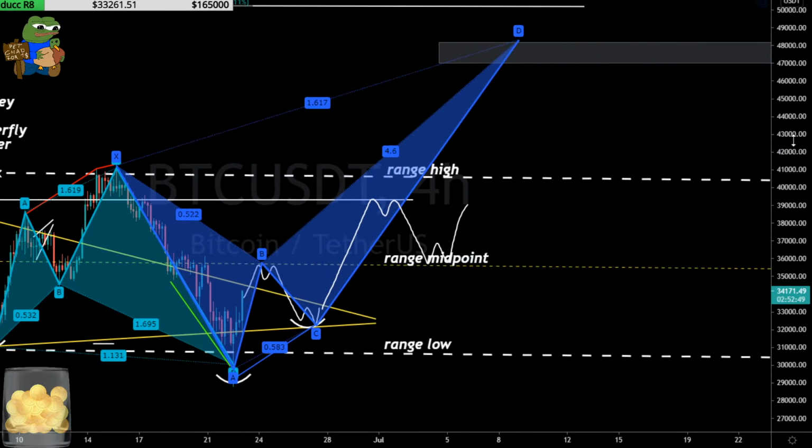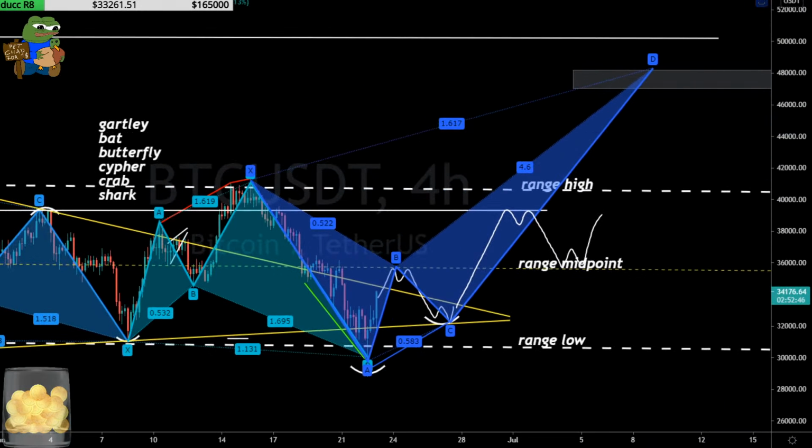Okay, so we got some work to do, but yeah, right. Okay, so see what happens at 35.6. Ideally, this sells right off from there, and you come right back to 32.3.